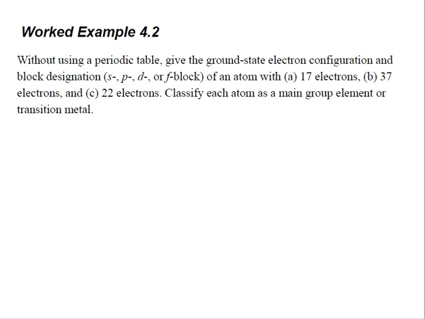Without using a periodic table, give the ground state electron configuration and block designation. Where is it in the periodic table? Does it reside in the S, P, D, or F block of an atom with A, 17 electrons, B, 37 electrons, or C, 22 electrons? Classify each atom as a main group element or transition metal.